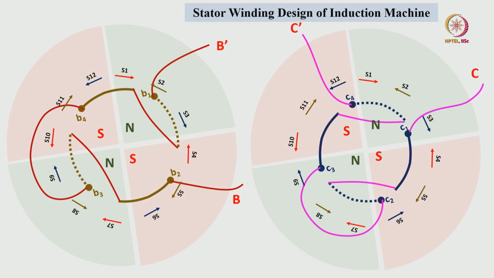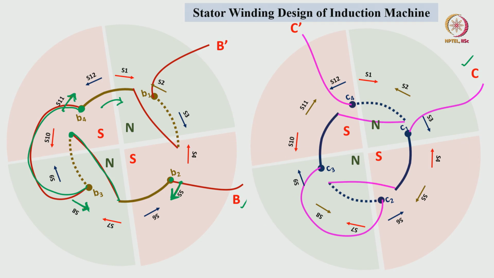Same way B phase and C phase connections we can see here. B phase is starting from arrow S5, here this arrow is in this direction. So, we are starting from the tail point of S5 and then S5 head is connected to the S8 tail point, that is this one, S8 tail point. Then this connection is done. Then S8 head should be connected to the S11, this one, S11 tail point. So, these two have to be connected.